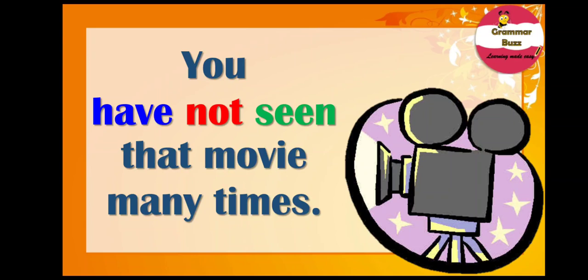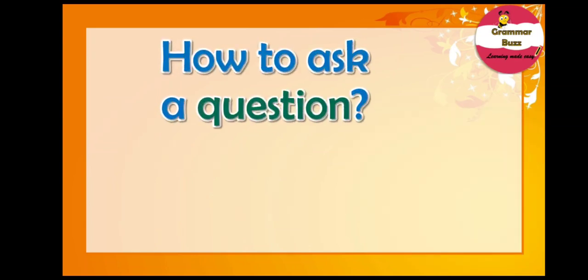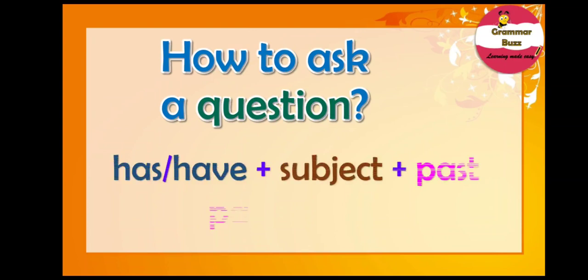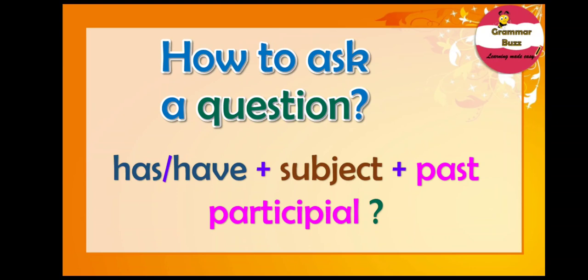Well, now that we already know how to form negative sentences, it's time for us to know how to ask questions in the present perfect tense. How do we ask a question? Well, to ask a question in the present perfect, the formula is have or has plus the subject plus the past participle form of the verb, and don't forget to close the sentence with a question mark.